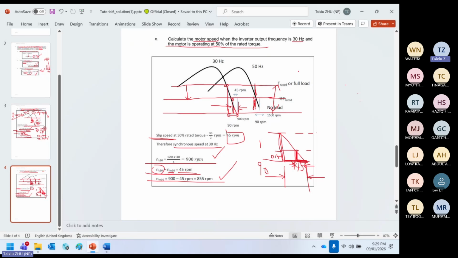Wait a minute, sometimes my mouse is not very responsive. Now you see the keyword is the slip speed. It's not the S. It's the speed difference between the synchronous speed and the motor speed. You see, we divide by 2. Why divide by 2? Because your torque now is only 50% of the full load torque, meaning you have divided your full load torque by 2, correct? You only have 50% left.